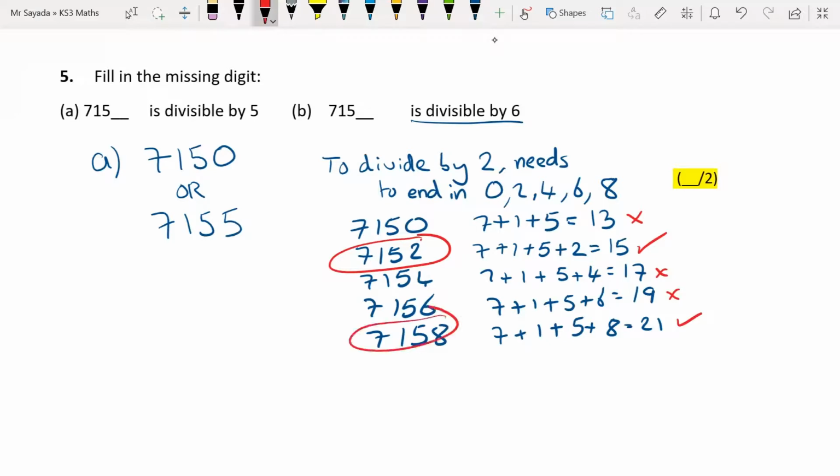Yes, it is. Why is it divisible by 6? There are two parts to the answer. Pause the video while you say your answer and press play once you're ready. So we know that 7,158 is divisible by 6 because firstly, it's an even number, so it divides by 2. And secondly, when you add the digits together, the total divides by 3, so it divides by 3. Because it divides by 2 and by 3, it's also divisible by 6. So you can either have 7,152 or 7,158. Pause the video while you mark your work and press play once you're ready to move on.